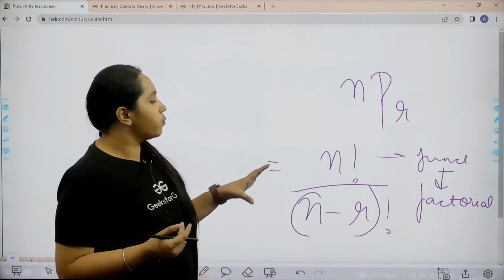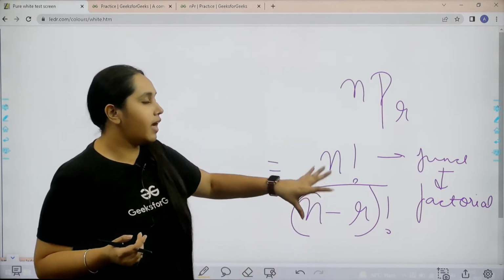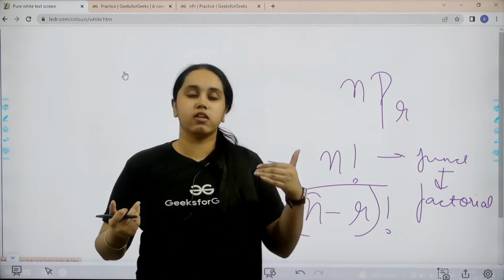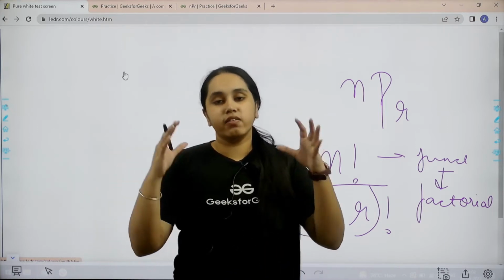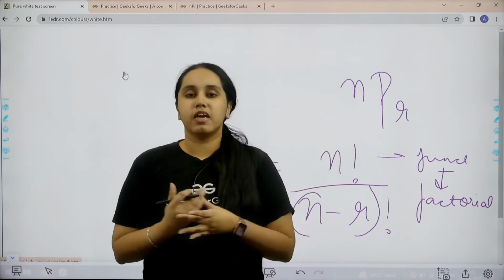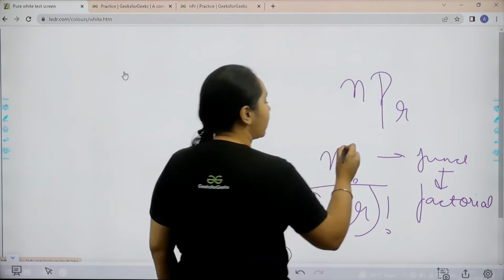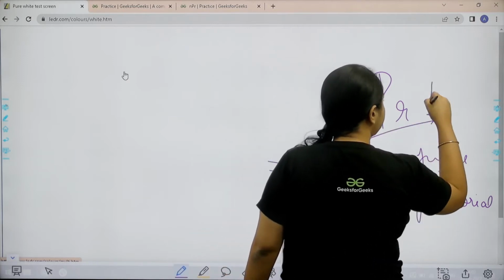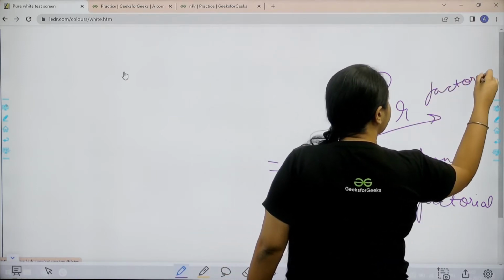So I hope you guys are clear. This is the formula, and we will be adding a function for calculating the factorial, and then using that factorial we will calculate the permutation. I hope you are clear with the concept. The factorial symbol is this. This is the symbol for factorial.